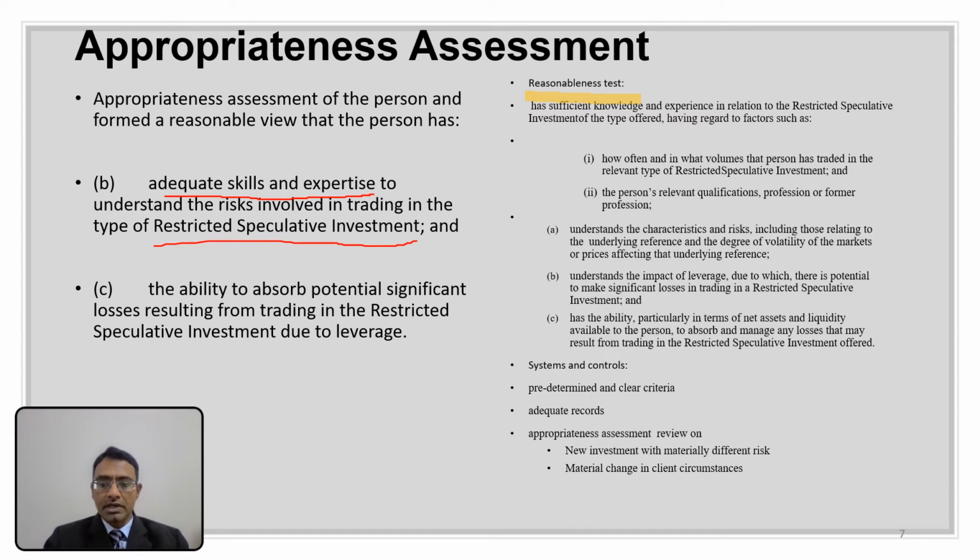There are specific systems and controls to ensure that the right product is offered to the right investor. There are predetermined clear criteria on who can invest and who cannot invest. Records are kept to understand how the assessment has been arrived at, and the assessment is also periodically reviewed to see whether any new product carries a materially different risk from what has been offered to the investor, and whether there is any material change in client circumstances.